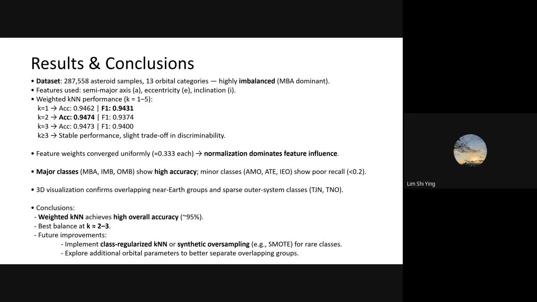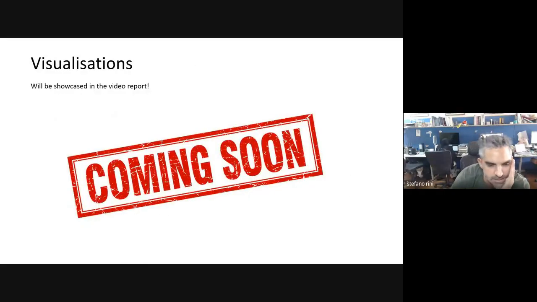Overall, our weighted KNN achieved high accuracy, around 95%, with the best balance at K between 2 and 3. So for future improvements, we could implement a class regularized KNN or synthetic oversampling techniques to address class imbalance, and also explore additional orbital parameters to improve separation among overlapping asteroid groups. So these steps, we believe, would help us move towards a more balanced and discriminative classification of asteroids across all categories. Thank you.